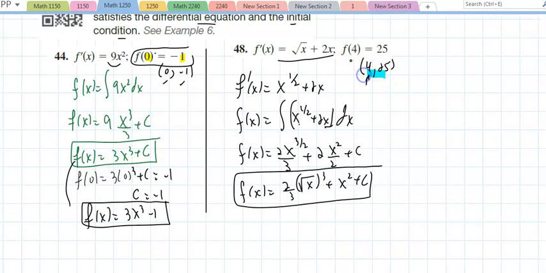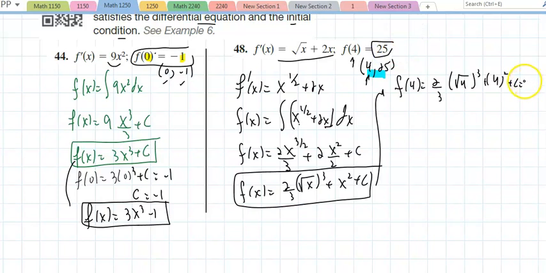They're saying if x equal 4, that is 2/3 times the square root of 4 cubed plus 4 squared plus c, and that should equal the y. What should that equal? That should equal a 25 over here. This should be a 25, 2/3 square root of 4 is 2, cubed, that's an 8.